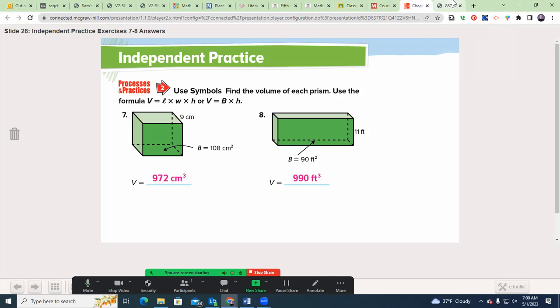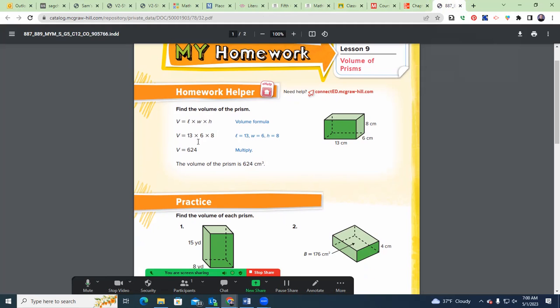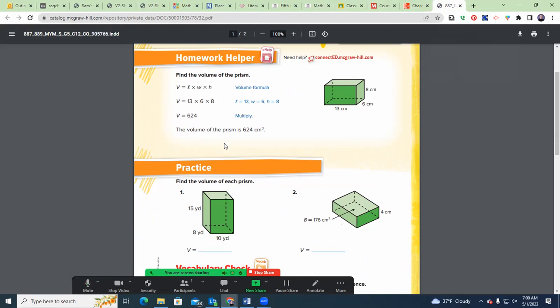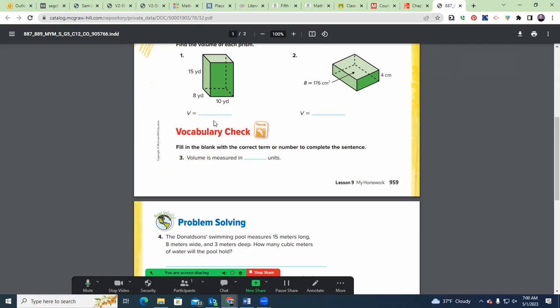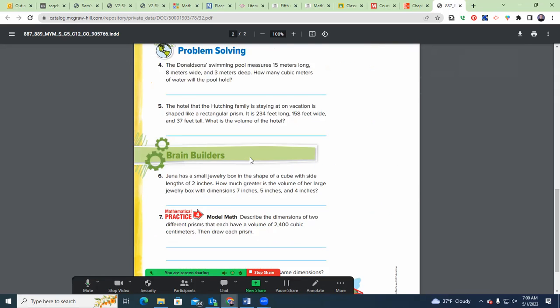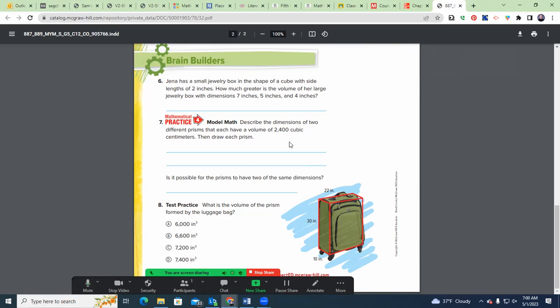It's a cubic measurement. Looking at the homework, we do have the formula here, although this is the length times width, and then you might combine those two to do the base if necessary, like on number 2. And just do this times 4. You're going to find the volume here. Make sure you write it in yards cubed or centimeters cubed. Vocab check. We got some problems here to use your formula on, and that's where we'll be.